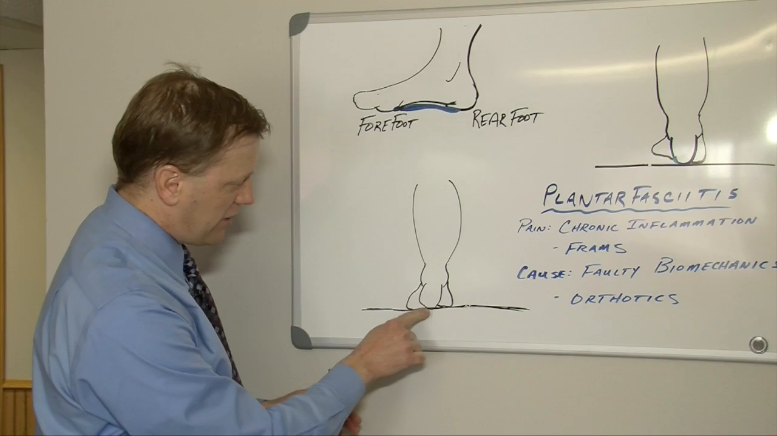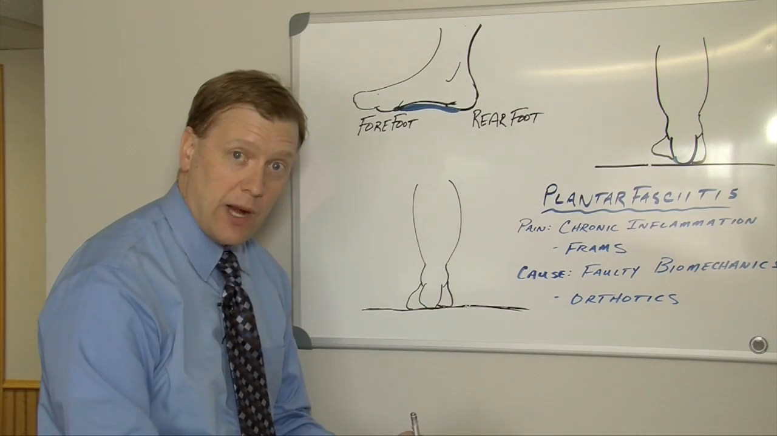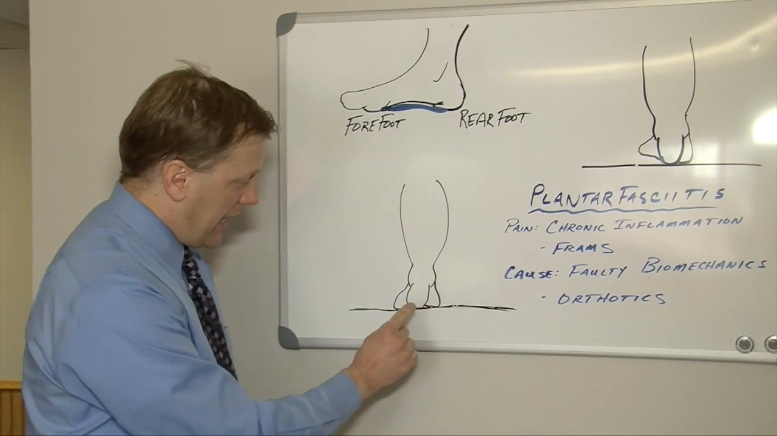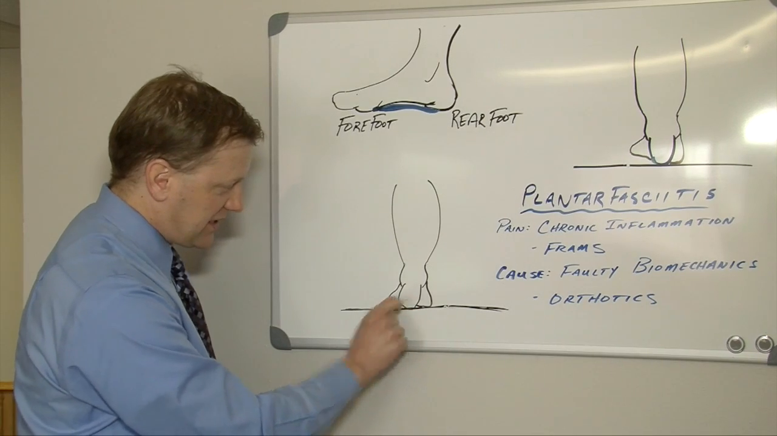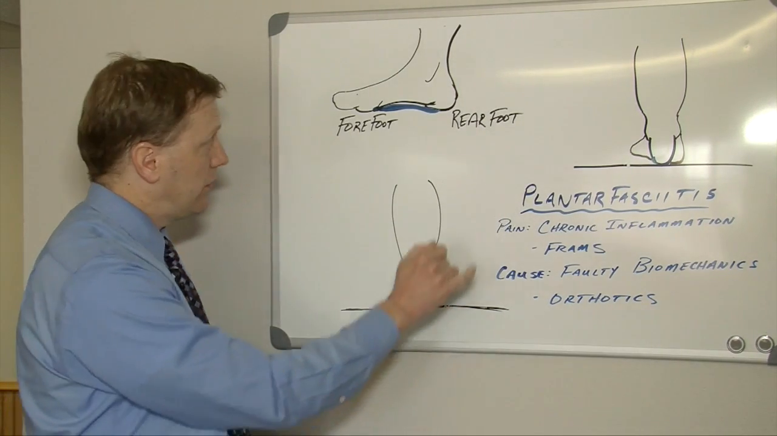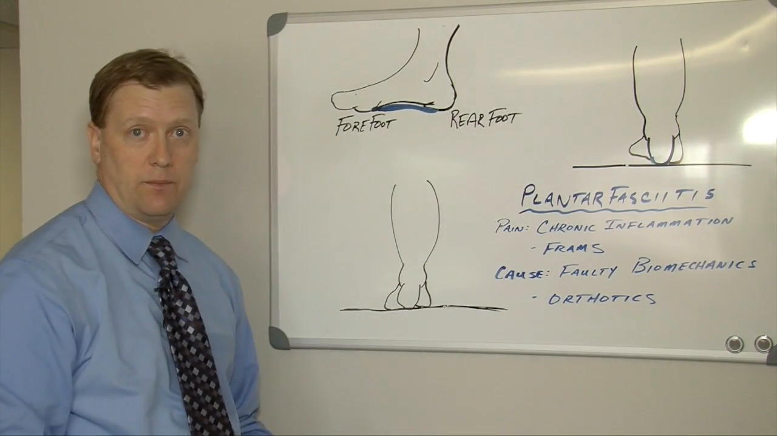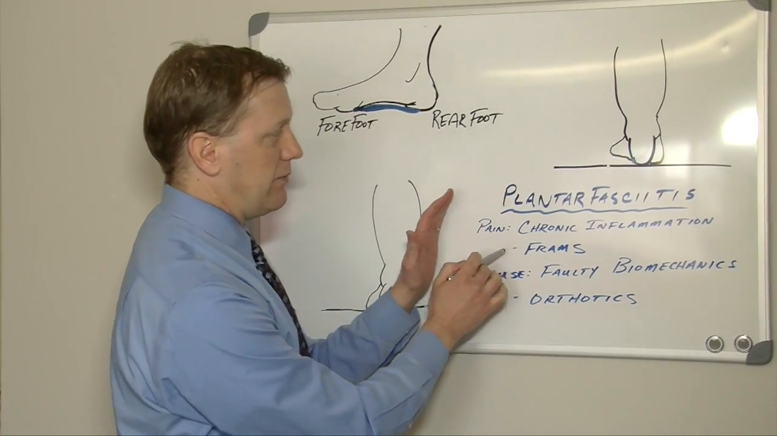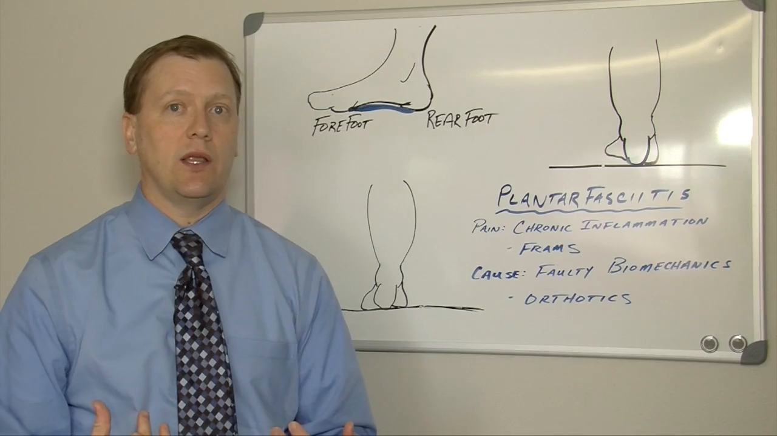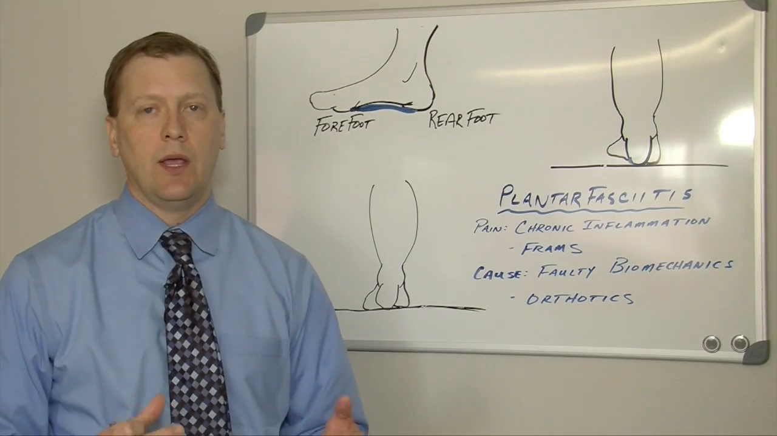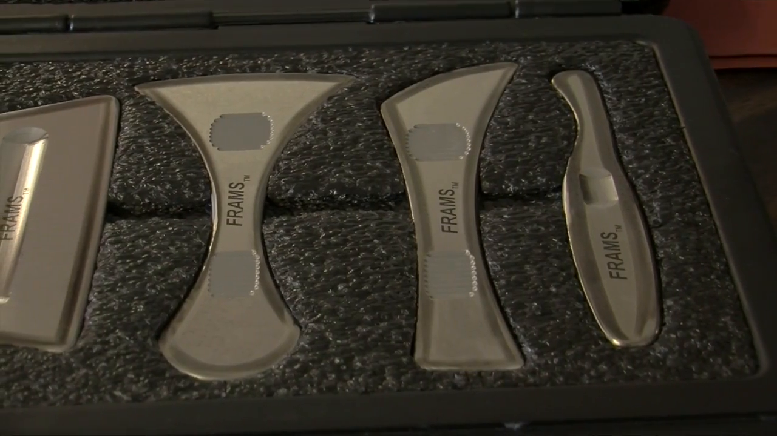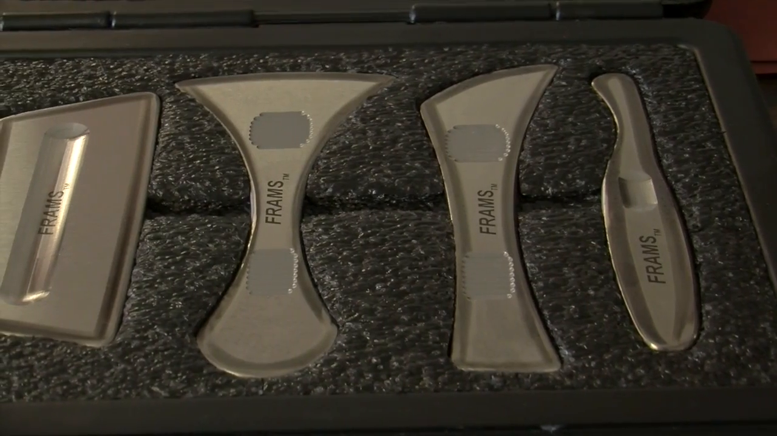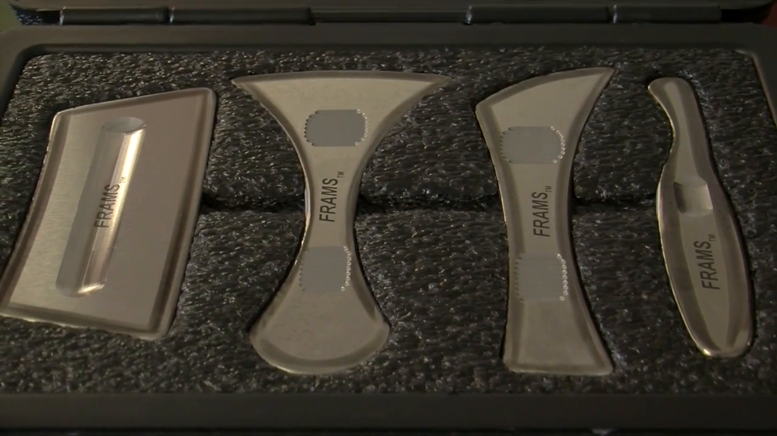Again, we want the entire rear foot to hit the ground. But when we land on the outside of it, it then slams quickly down to the ground, which then pulls on the fascia. Now, to treat this, we have to treat the chronic inflammation. The way we treat the chronic inflammation is by pushing it out. And we use specialized tools. We call these the FRAMS tools, F-R-A-M-S.